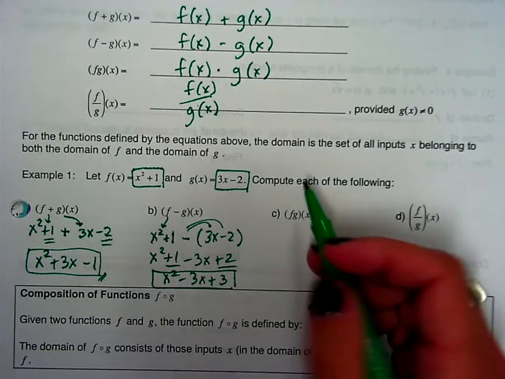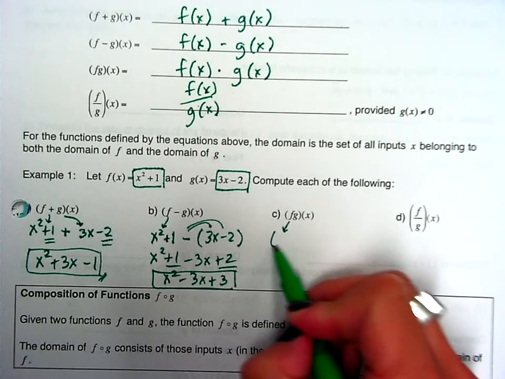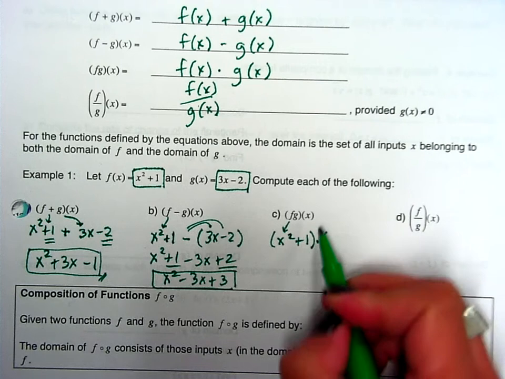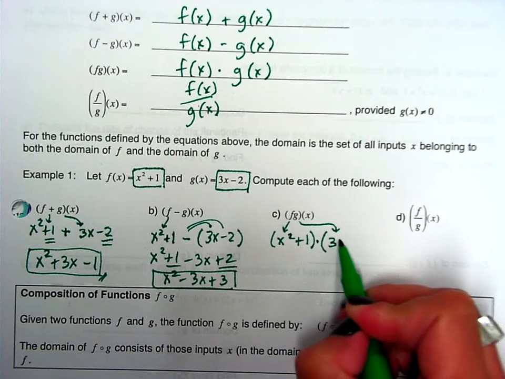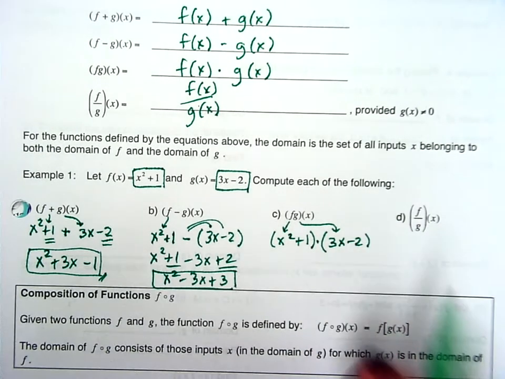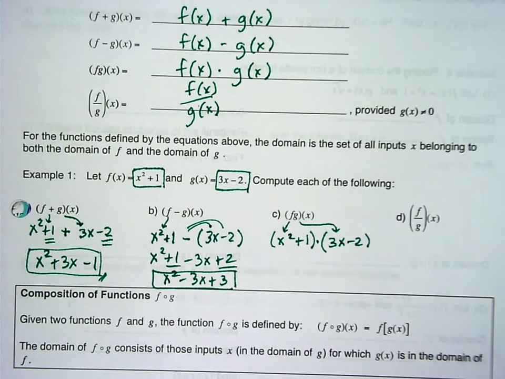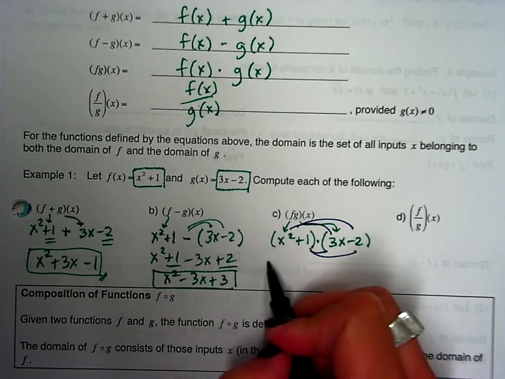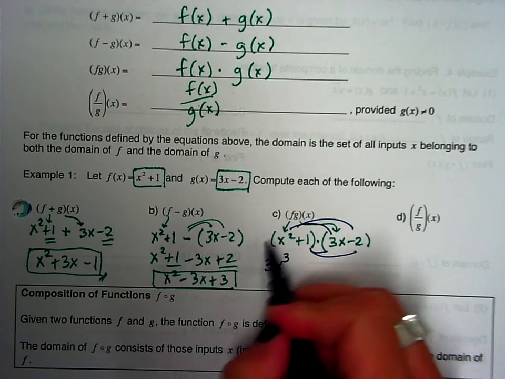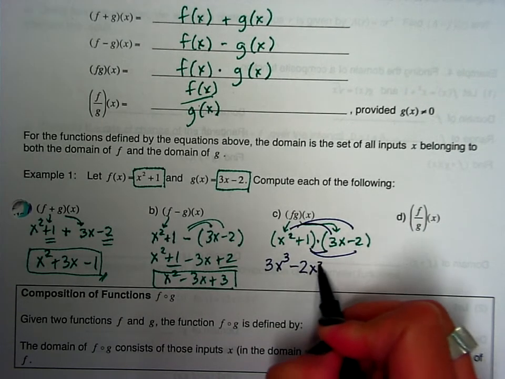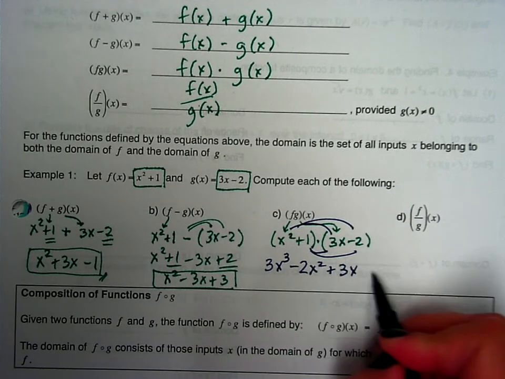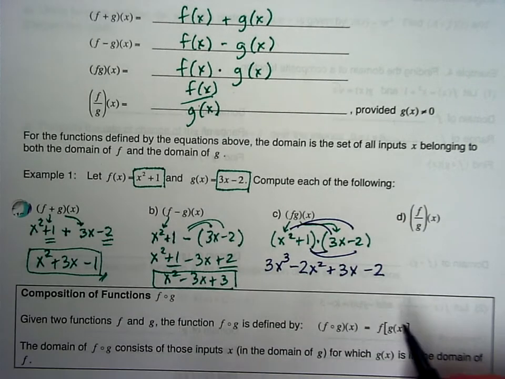All right, how about f times g? Well, I'll take f, which is x squared plus 1. Now, since I'm multiplying, I'm going to put them both in parentheses. And then I'll take g, which is 3x minus 2. And then I'll just multiply those out. Since they're two binomials, I have to FOIL them out. So I'll get 3x cubed, when you multiply you add, minus 2x squared plus 3x minus 2. There's no like terms to combine.